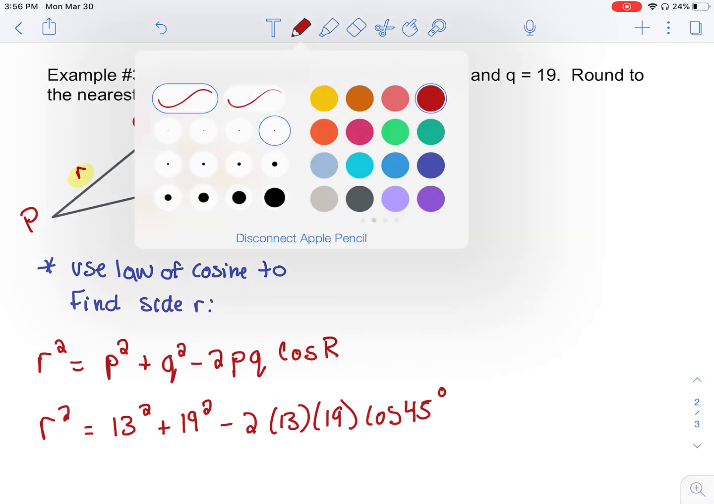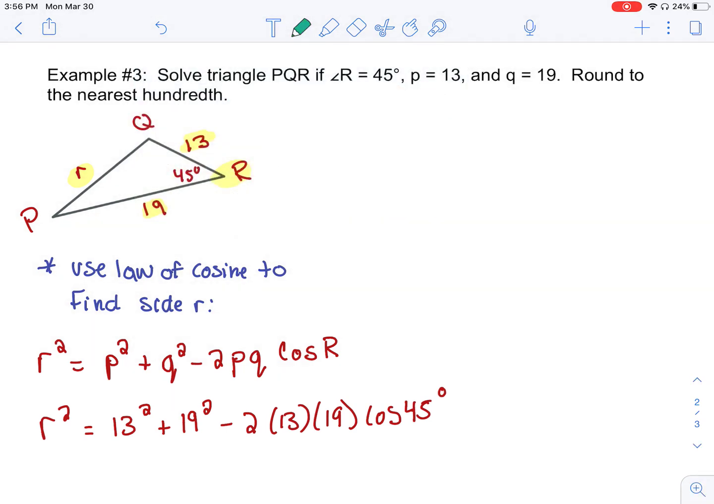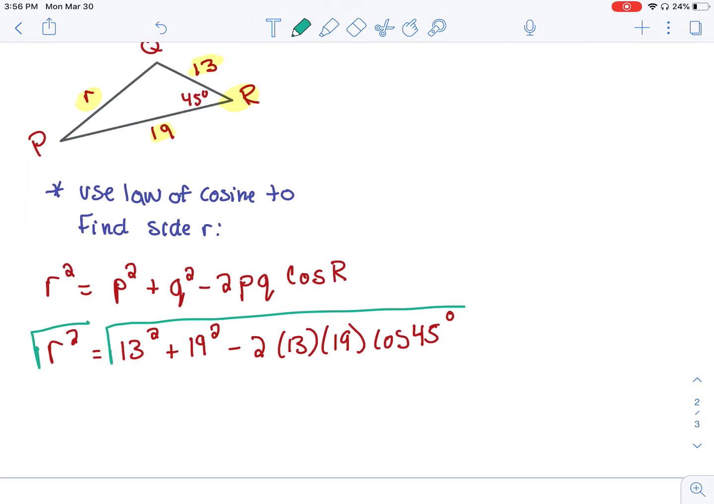I'm looking for R, not R squared, so I need to go ahead and take the square root of this. I plug it into my calculator and I end up getting R is equal to 13.44. So I know this is 13.44.